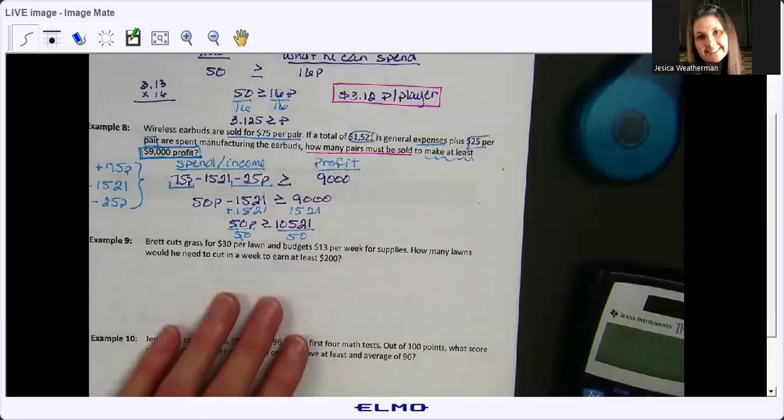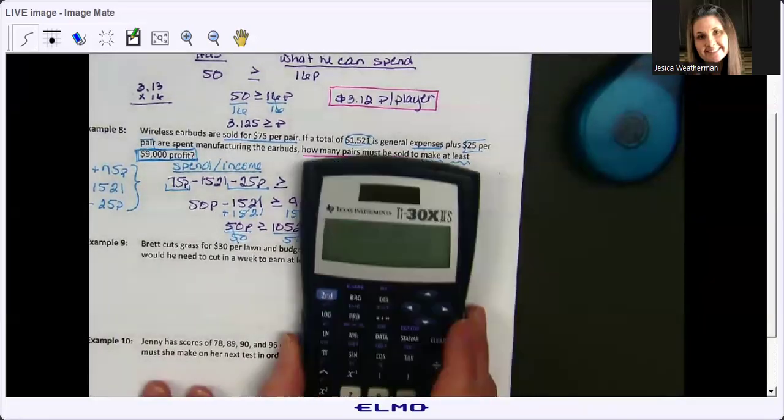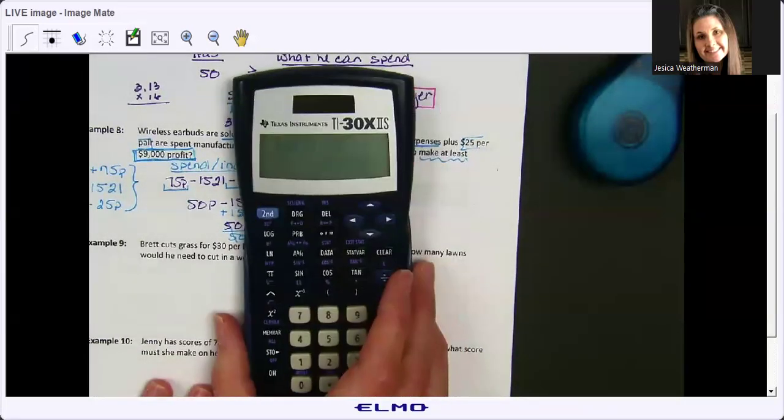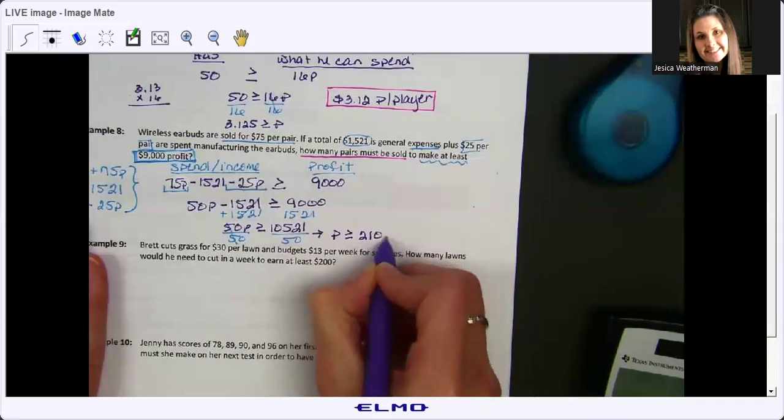1,521 divided by 50. Okay, I got 210. You guys probably can't see that. So P is greater than or equal to 210.42.